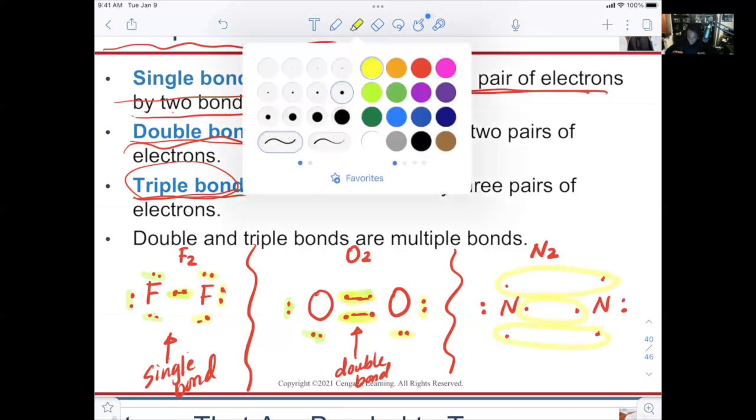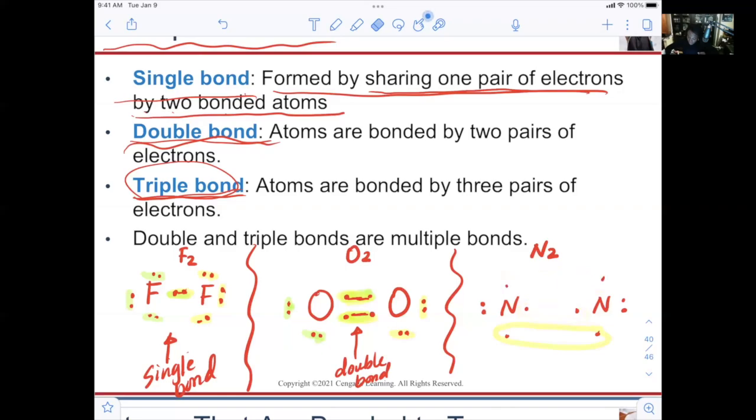So I'm going to show the shared electrons in the middle. Now you can see how each nitrogen achieves octet. The one on the right: 2 from here, 4, 6, 8. The one on the left: 2, 4, 6, 8. Okay.